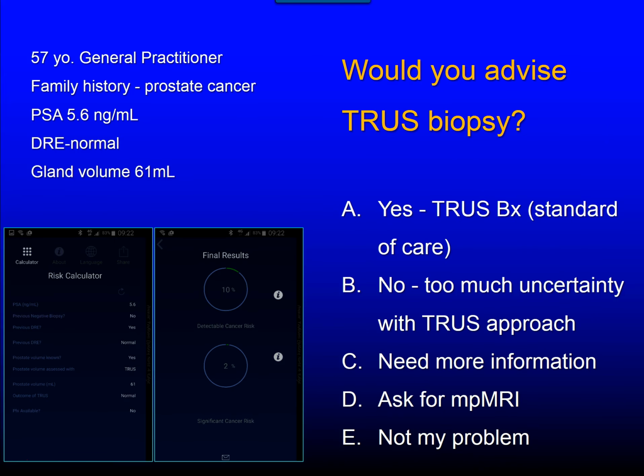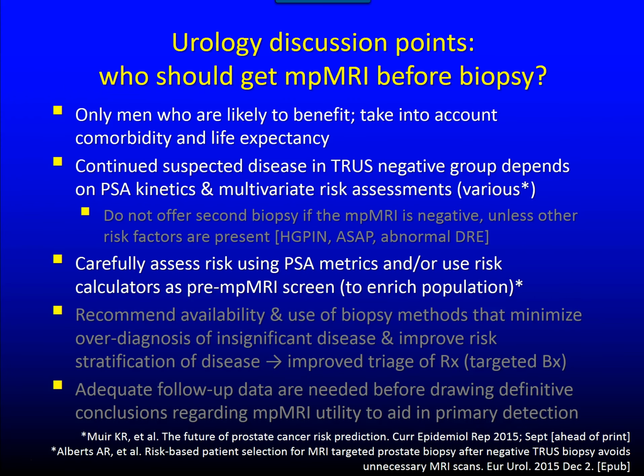So here we are. This is the same patient, the general practitioner. So what would you recommend? An MRI, a TRUS biopsy? There's too much uncertainty, or is it not your problem? Well, my view is that we need more information. There are several methods of assessing what the a priori risk of somebody having a clinically significant tumor is, and one of these methods is to use a risk calculator.